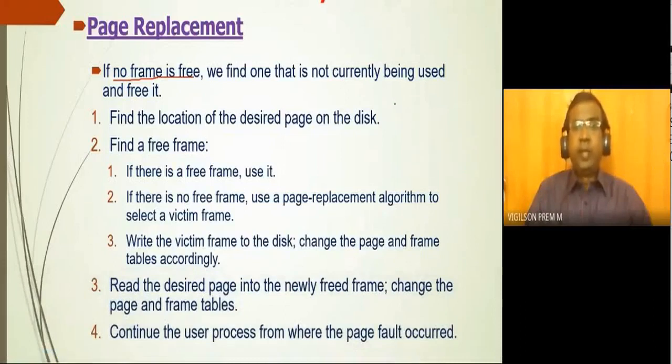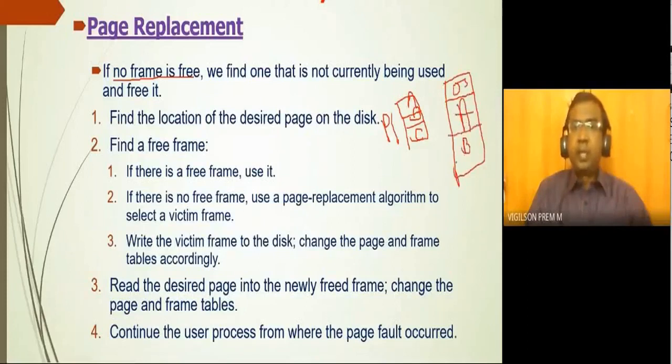and free it. Consider one process P1. P1 has three partitions A, B, and C. Now in main memory we have A and B, and some other programs of different processes are also available in main memory. Here also we have some process, here also, here also. So main memory is full.